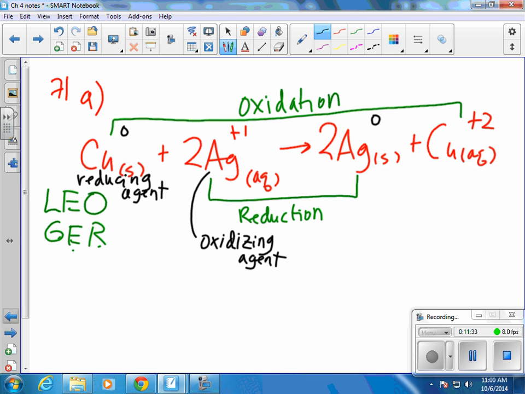Right? Okay, so let's take a look at 71B. Take a look at the charges that you assigned. Is anything changing? Is hydrogen +1 on the left, +1 on the right? Is chlorine -1 on the left and -1 on the right? How about nitrogen? -3 on the left, -3 on the right. So is B a redox equation? No. It doesn't mean it doesn't happen. We can take hydrochloric acid and add ammonia, we get ammonium chloride, but it's not redox. Nothing's changing. The charges aren't changing.